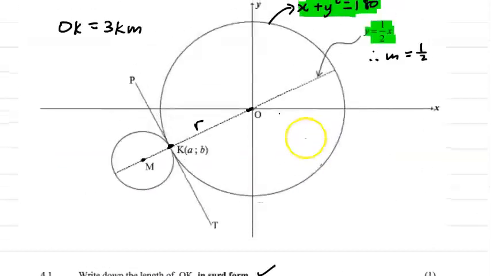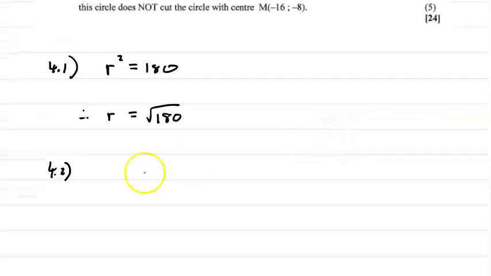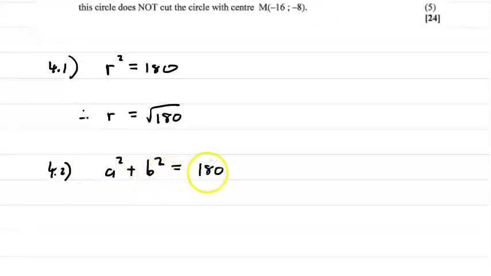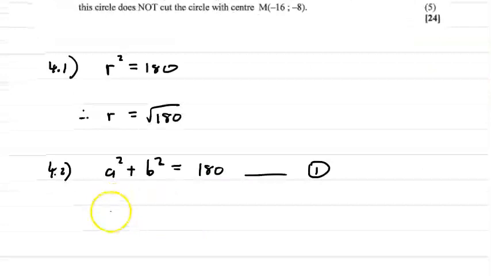So let's write down our 2 equations. First equation is a squared plus b squared equals 180. Now remember that this is the equation of the circle centered at O. Let's call that equation 1. Equation 2 would be b equals half times a. B equals half times a, and we'll call that equation 2.